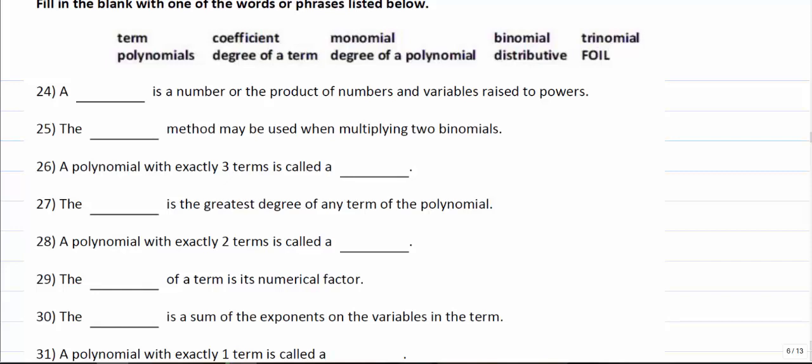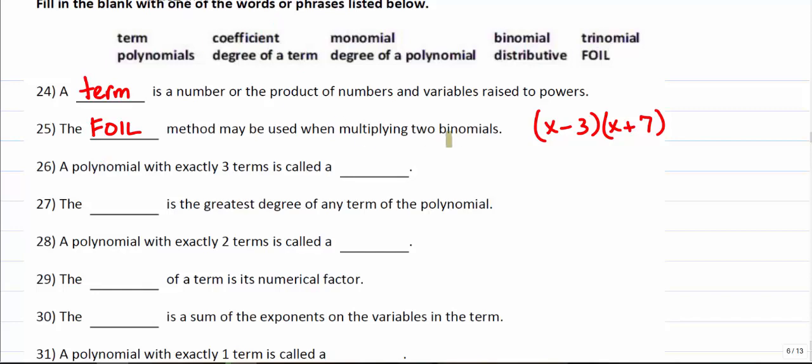Okay, so we have some more vocabulary here. I'm going to go through some of it kind of quickly. A term is a number like 7, or the product of numbers like negative 3x squared y, which would be the product of numbers and variables raised to powers, or you could just have 10a. Those are all terms. Now, whenever you're multiplying two binomials, like x minus 3 is a binomial and x plus 7 is a binomial, that is the FOIL method.